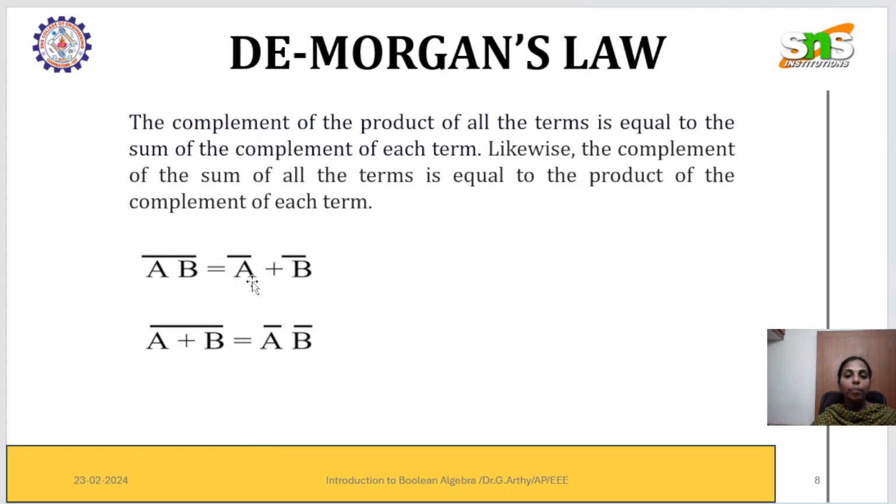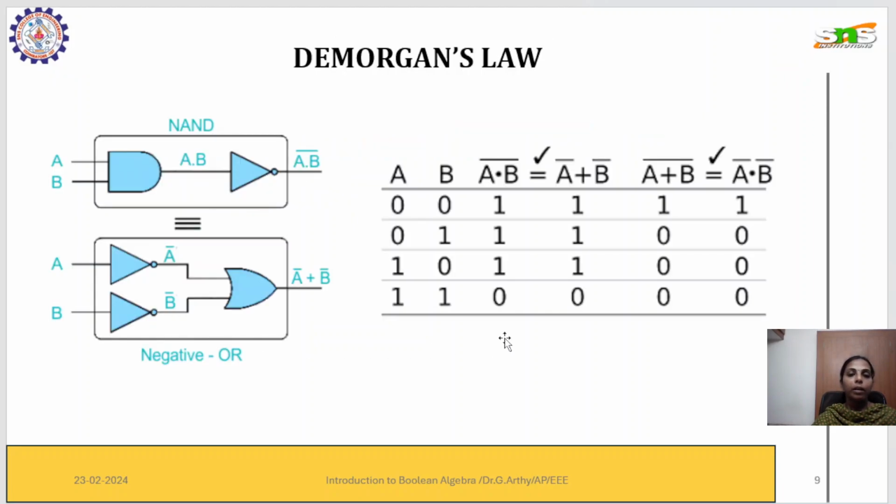Then De Morgan's law. When we take the NOT operation of an AND gate, we'll be getting an OR gate. When we take the NOT operation of an OR gate, we'll get an AND gate. This is De Morgan's law. This is the way De Morgan's law has been proved. The left hand side, and this is one De Morgan's law, this is another. And if you see, the left hand side and the right hand side for specific inputs are the same. Yes, so De Morgan's law has been proved here.